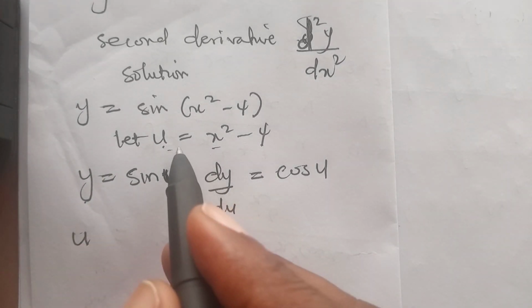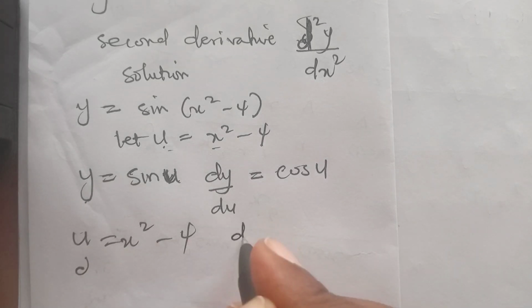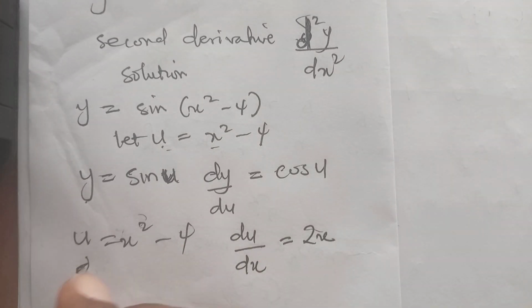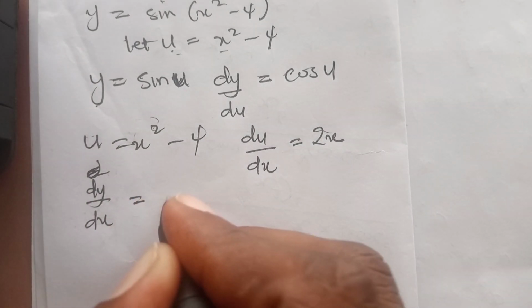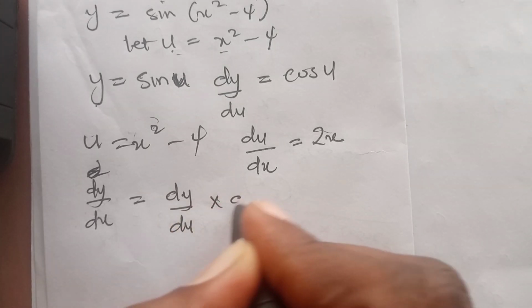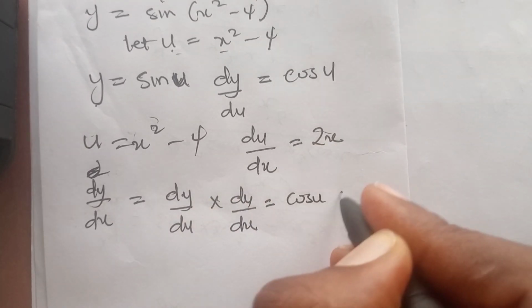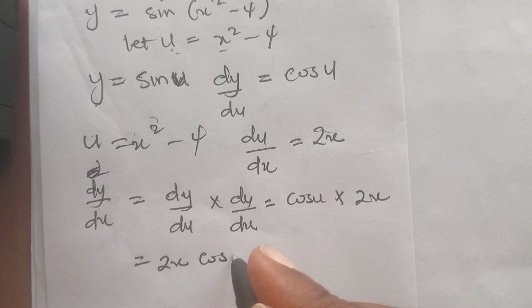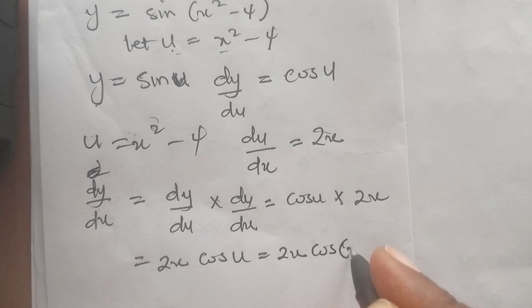So let's continue. We said let u be x squared minus 4. So du dx equals, if you differentiate this, it will be 2x. This will go to 0. So dy dx equals dy du times du dx. So what's our dy du? Dy du is cos u times, what's du dx? 2x. So that will be 2x cos u, and this is 2x cos. So what's u? U is x squared minus 4.